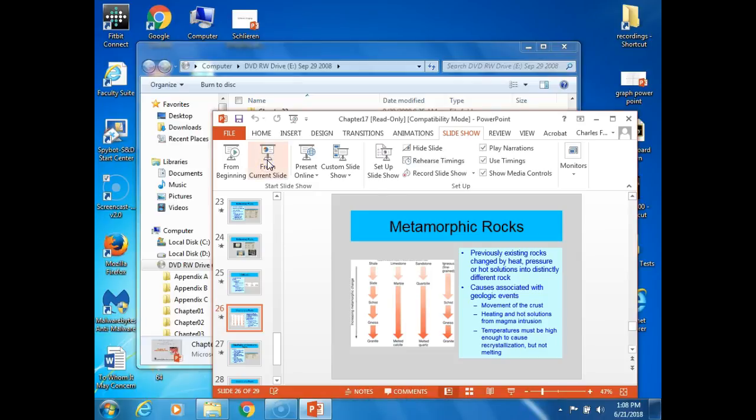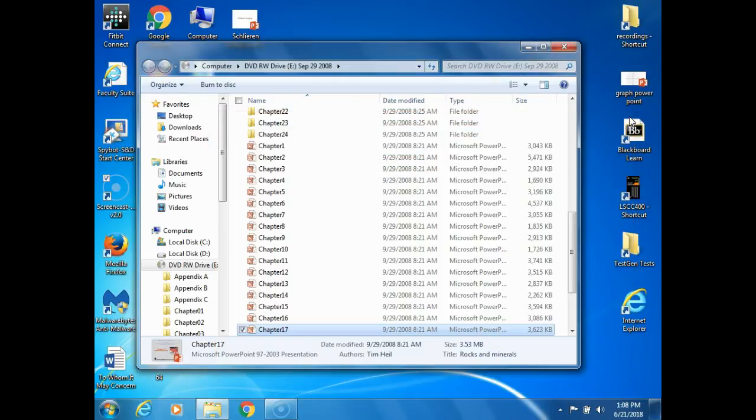The lab will be starting in about 20 minutes, and the test will be the last 30 minutes of Tuesday's class. All right, so let's end the slideshow there, and let's get started in Chapter 18.